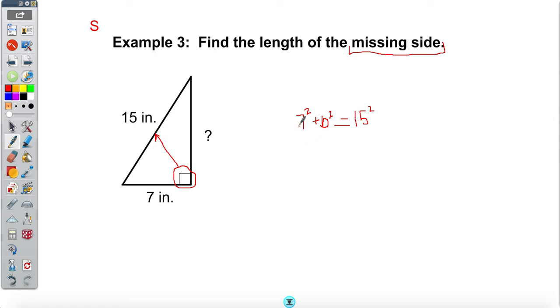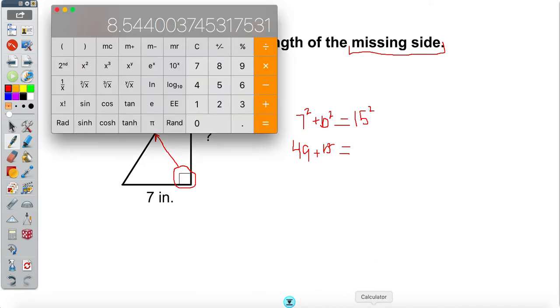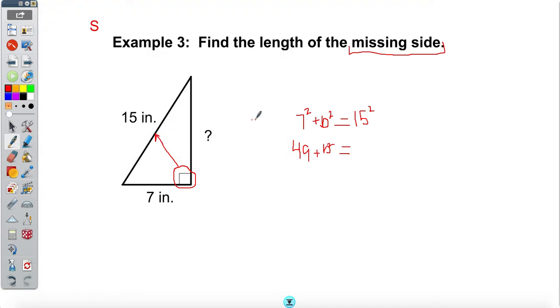So our first step again is going to be the same. Get rid of the exponents by solving them out. 7 squared is 49. So we have 49 plus b squared is equal to 15 squared, oops, not square root, 15 squared, 225.